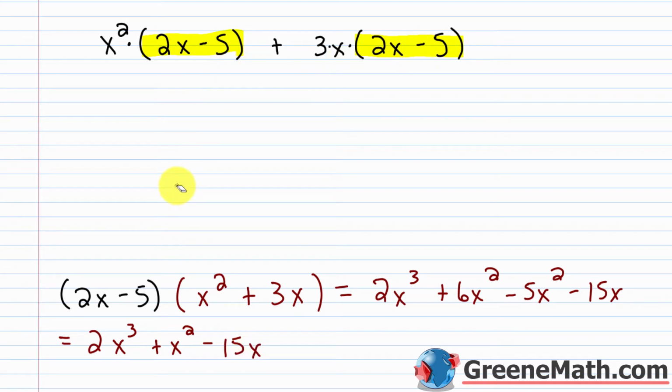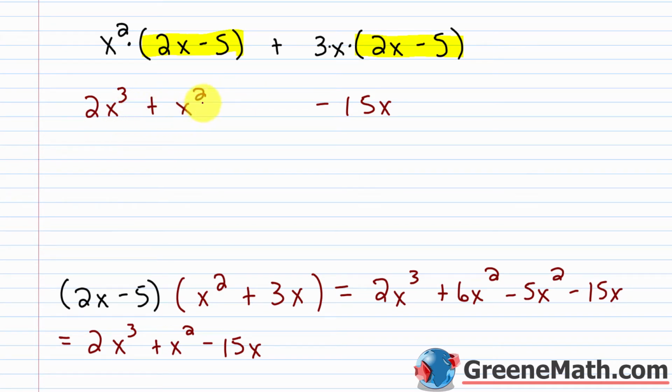Let me erase that real quick. x squared times 2x is 2x cubed. x squared times negative 5 is minus 5x squared. And plus 3x times 2x is 6x squared. And then 3x times negative 5 is minus 15x. So if I combine like terms here, again, I'm going to get plus x squared in the middle.